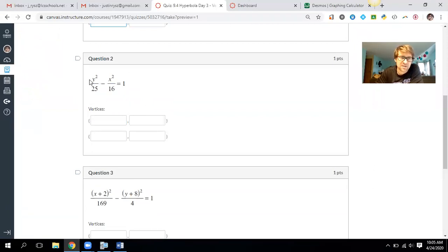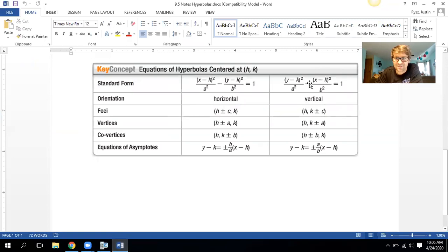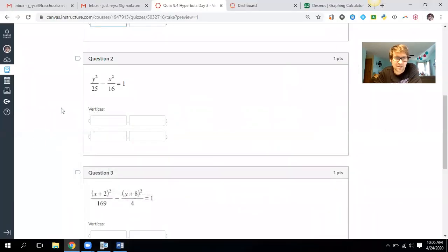So if we look at this problem, it's y squared over 25 minus x squared over 16. So we know we're going to look at the vertical one. And our answer is going to be (h, k plus or minus a). So let's first find h. That's going to be the number next to the x. Well, there is no number next to the x, so both of these are going to start out as 0. 0 something and 0 something.